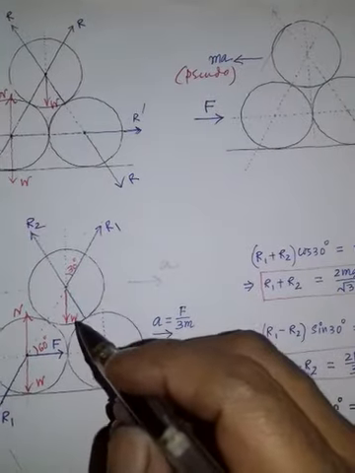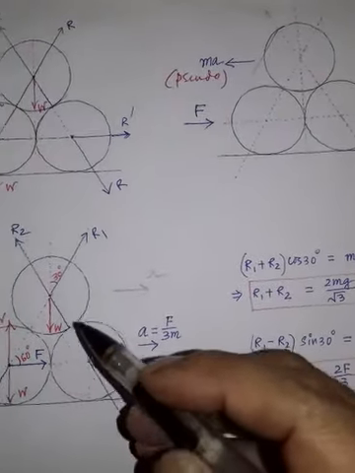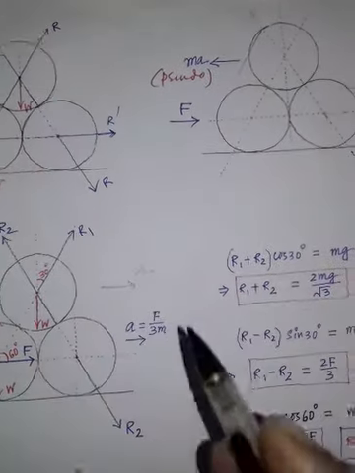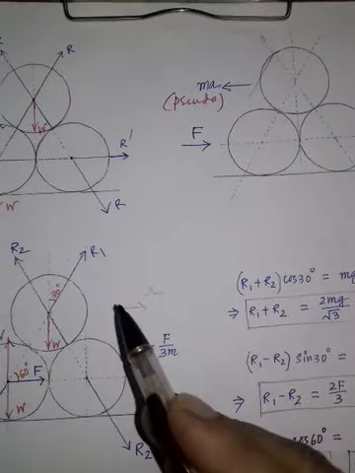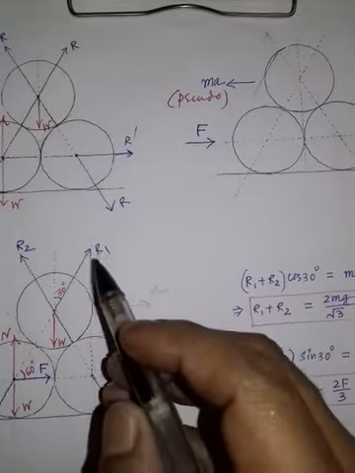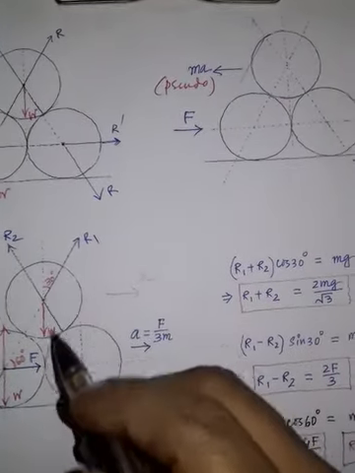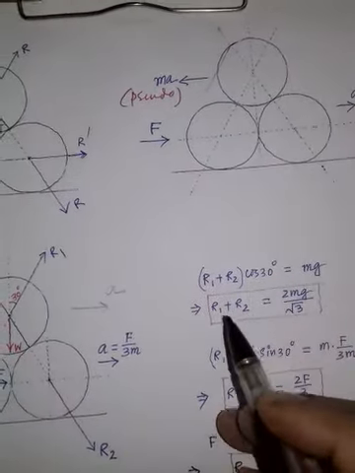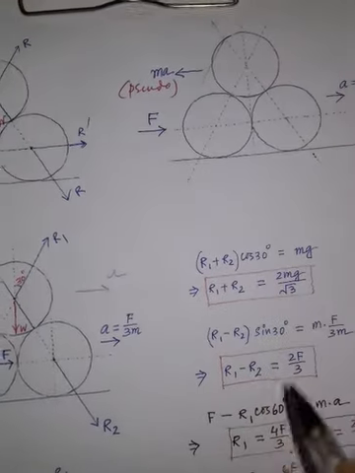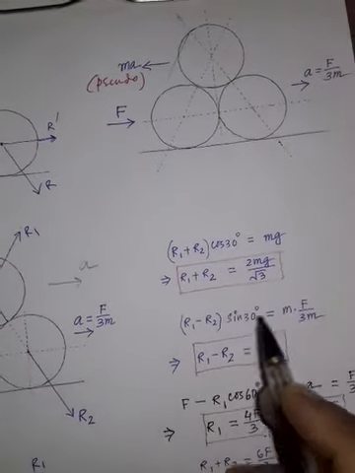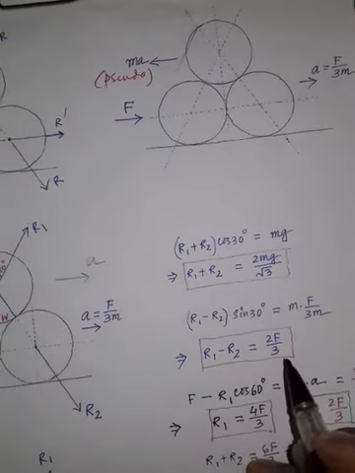And the equilibrium along the vertical has the form R1 cos 30 plus R2 cos 30 is equal to W, that is mg. So R1 plus R2 is equal to 2mg by root 3, and R1 minus R2 is equal to 2F by 3.